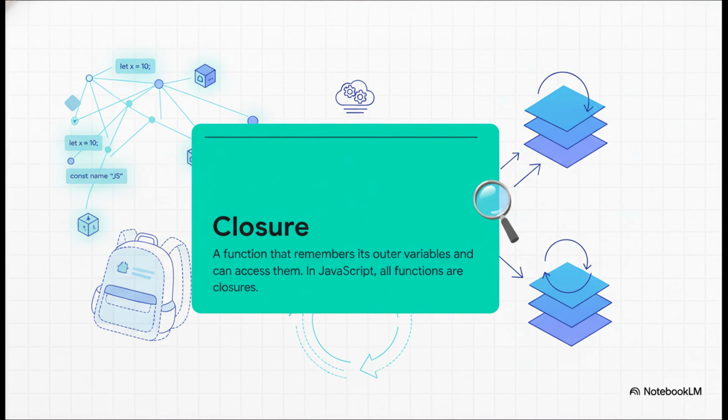So what is a closure? It's simply a function that remembers its outer variables. It remembers that hidden backpack from where it was created. That's it. And here's the really wild part. In JavaScript, this isn't some special feature you have to enable. By their very nature, all functions are closures. Every single one of them has this built-in memory.